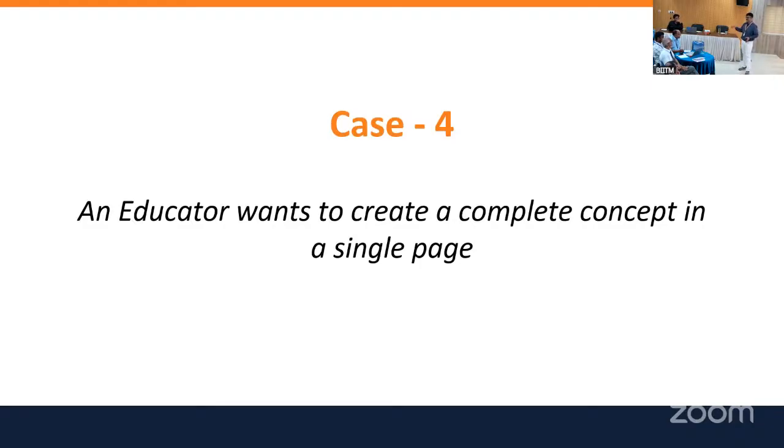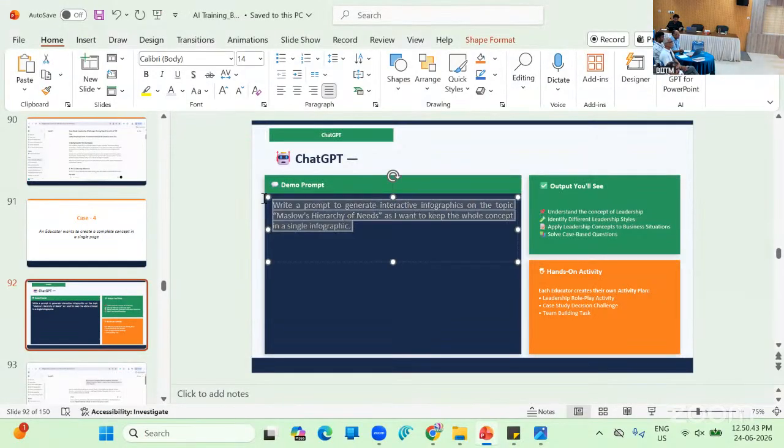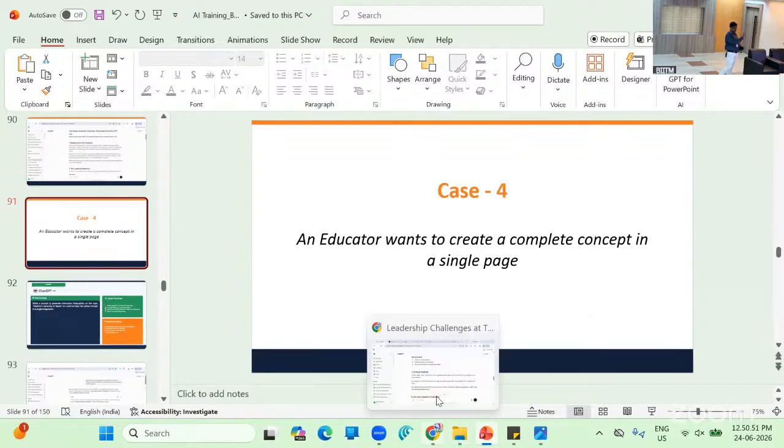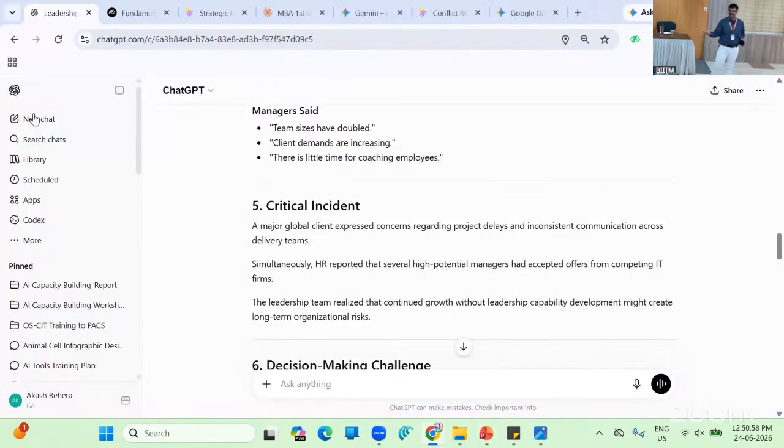Okay, let's check. In the beginning, I have shown a wonderful infographic about Maslow's hierarchy of needs. Let's create that. An educator wants to create a complete concept on a single page. I think everyone can try this. This is very easy. In fact, you can try it on a smartphone also.